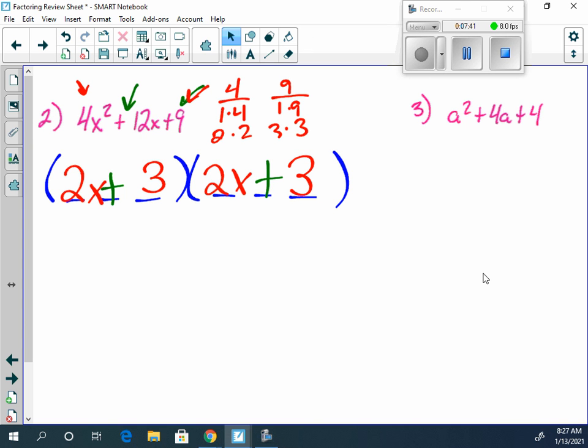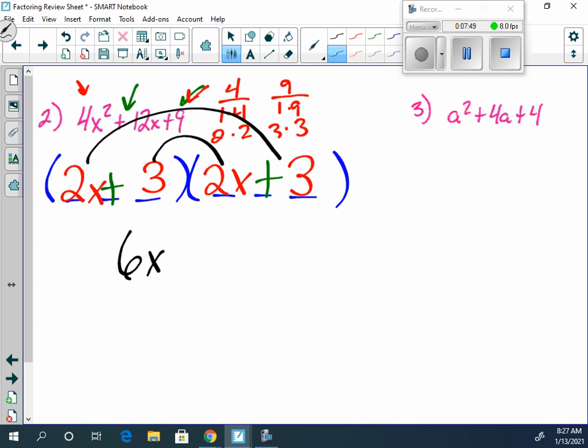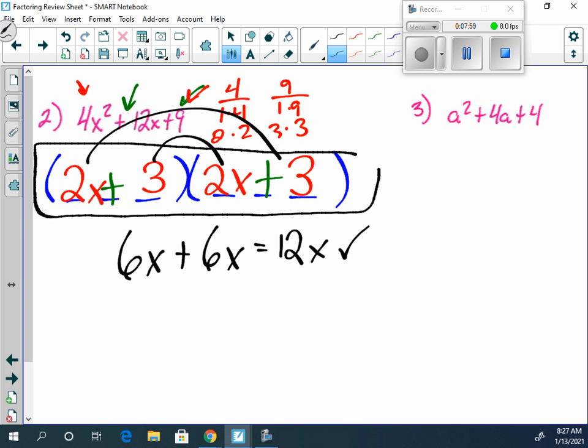So when we check this here, if this works out, it means this is one of the special factors. So we'll do 2x times 3, which would give us 6x, and 3 times 2x would be plus 6x. And that gives me 12x. Is that what we wanted? So these here are our factors.